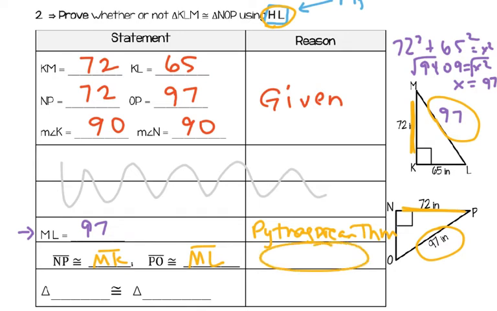How do I know that they're congruent? It's, again, that congruent parts have equal measures.